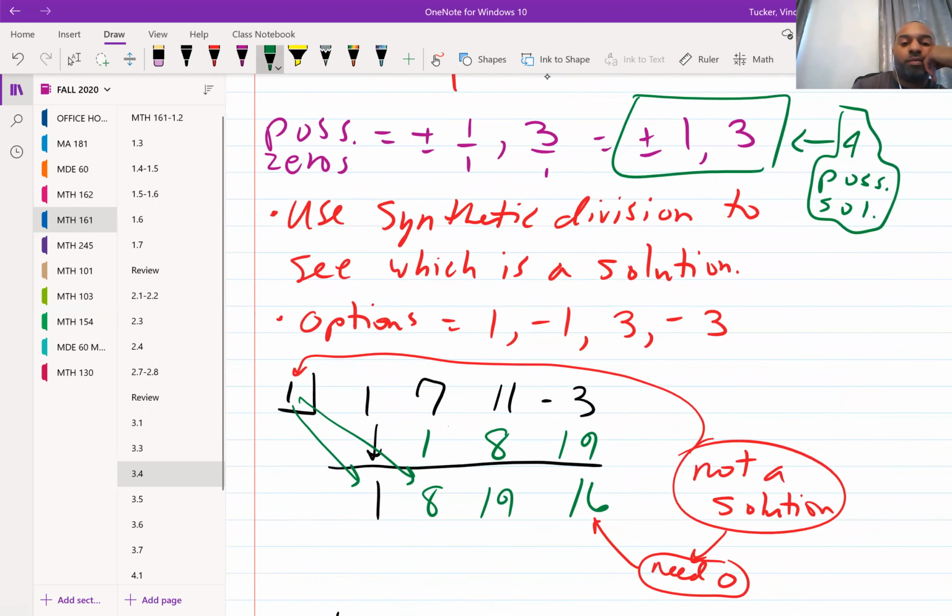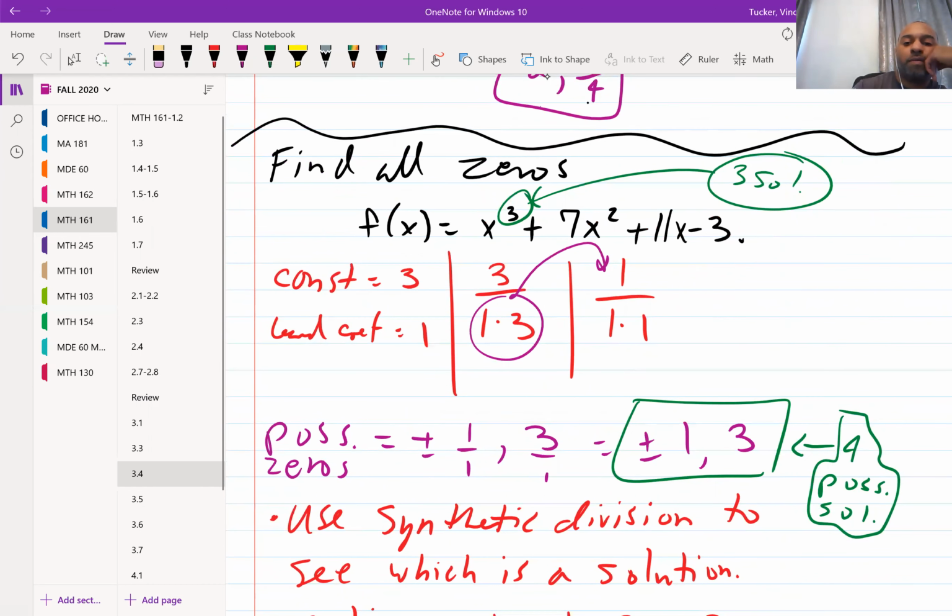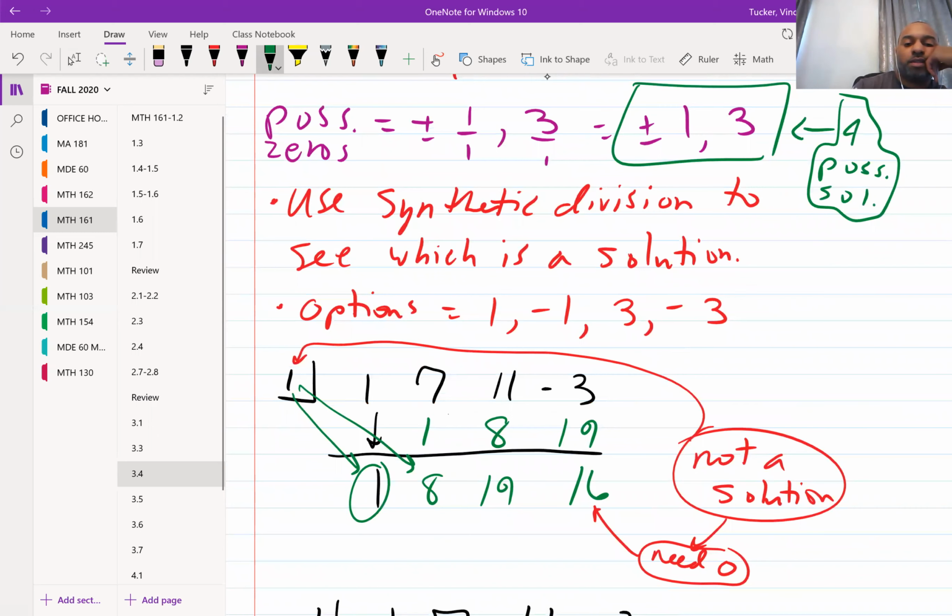So use 1 first, and that's what I put right here. Coefficients 1, 7, 11, and negative 3. Got those from right here. 1, 7, 11, and negative 3. Bring down 1. 1 times 1 is 1. 7 plus 1 is 8. 1 times 8 is 8. 11 plus 8 is 19. 1 times 19 is 19. And add those together, negative 3 and 19, I get 16. So don't forget we need 0 here in order for it to be a solution. So 1 is not a solution.